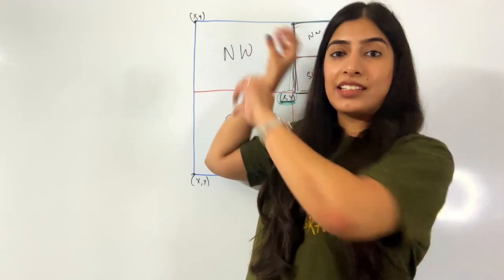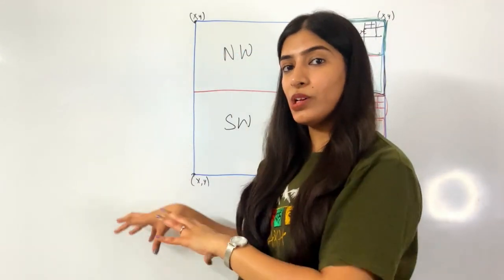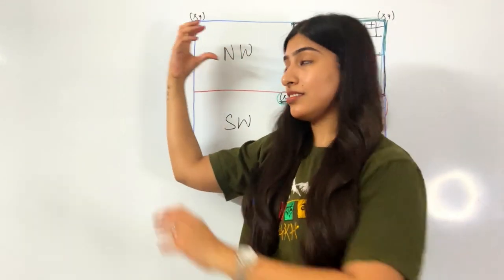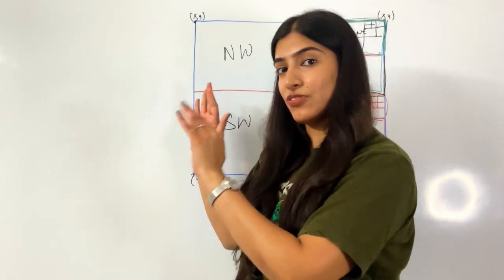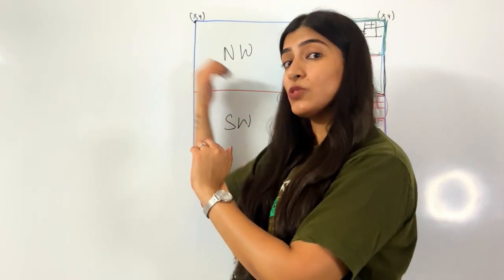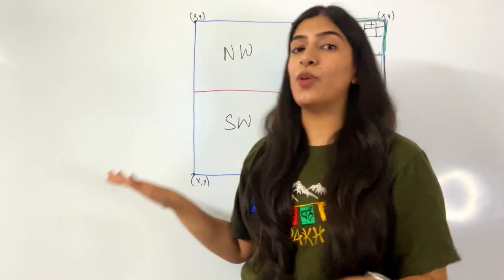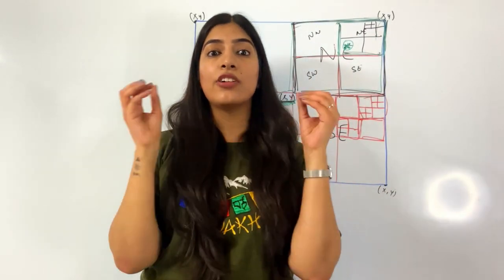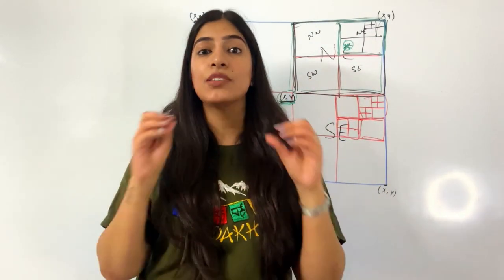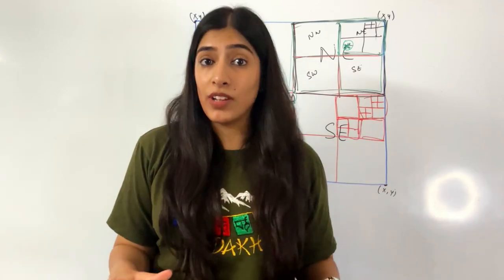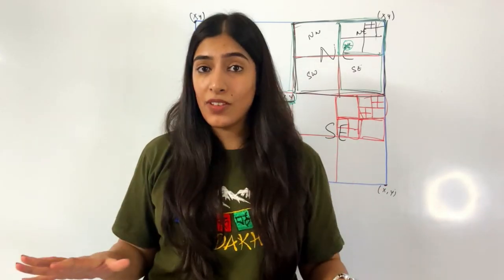But if the cabs start coming in like 1, 2, 3, 4 and so on, as soon as the number of cabs is C, it's fine. But as soon as it becomes 1 more, C plus 1, we are going to divide it. And we are going to make sure that no quadrant has more than C cabs. Now that is one way to go about it. There can be many, many ways to go about it.